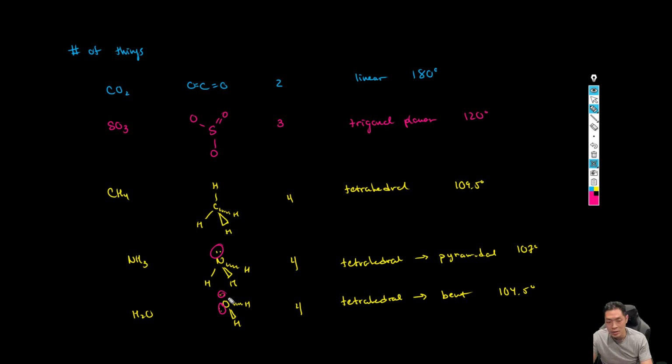So for us, that's all the different shapes that we're going to learn, and it's going to fit in one of those things. So you just first find the Lewis structure, find how many things are around it, and once you figure that out, you can figure out whether it's linear, trigonal planar, or tetrahedral.